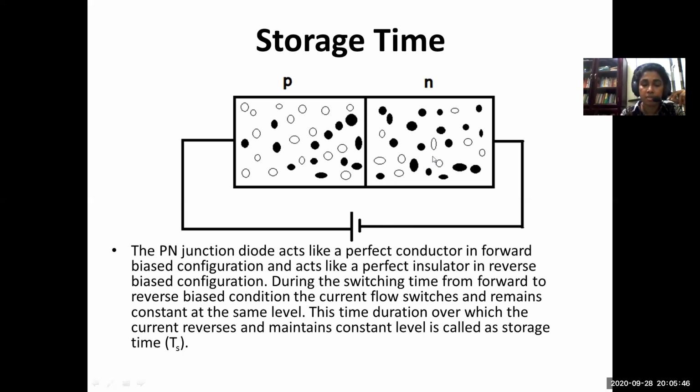So why is it so? There is something called storage time. These charge carriers, for example these electrons in the P region, are referred to as stored charges. They are the charges that migrated to the P region or N region from the opposite side. So the stored charges in the P region are electrons which came from the N region during forward bias.